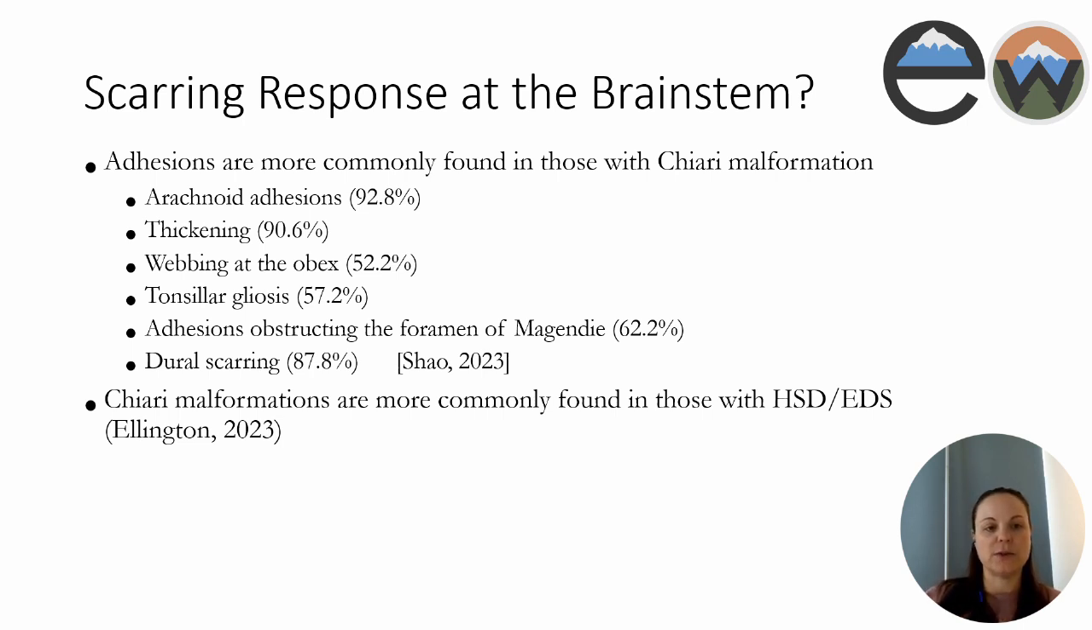So for individuals dealing with chiari malformations, low-riding cerebellar tonsils, all of these things that happen in the brainstem or in the cerebellar region, we do have to think of screening for neurological inflammation, again, to be sure that we're getting all of the pieces, right? And we know that chiari malformations are more commonly found in those with HSD and EDS as well.